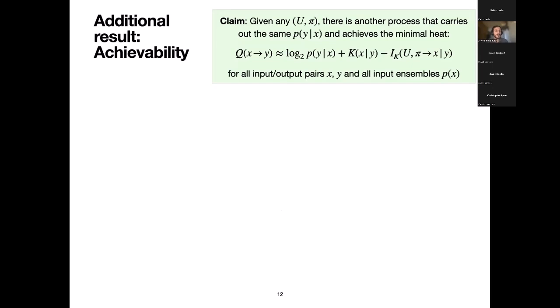And then the final thing I'll say is that we also have an achievability result. We can show that, given some map that we want to carry out and some level of complexity, we can actually achieve the heat bound, at least in principle, using a highly idealized protocol. So it is possible to achieve it.